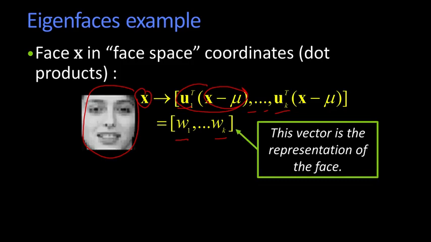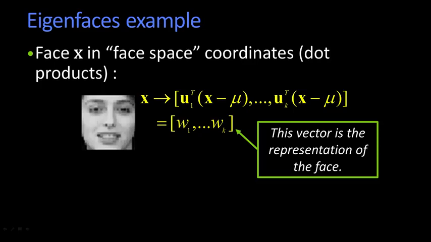What's cool is that vector of numbers, just k of them, maybe it's 20, maybe it's 200, is my entire representation of this face. So I've taken this 10,000 dimensional vector, 10,000 elements, 10,000 pixels, and I've reduced it to 20 numbers. So how do we make use of this vector, these w's that are the coefficients?